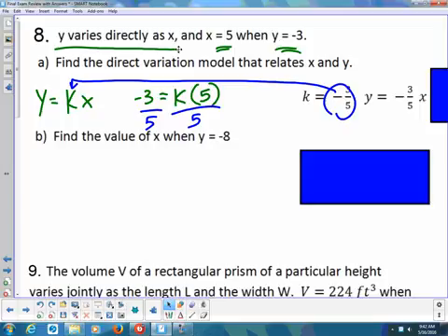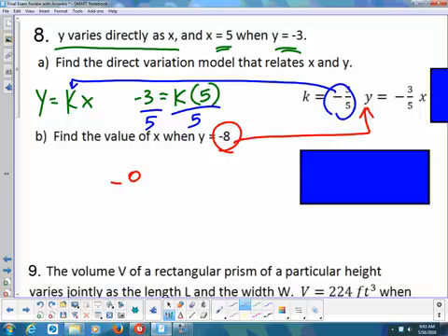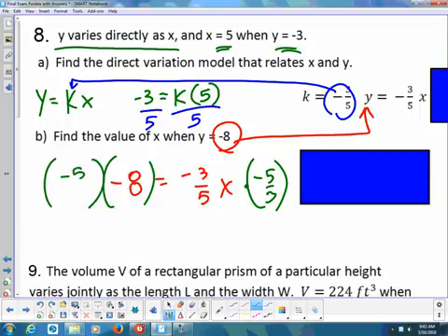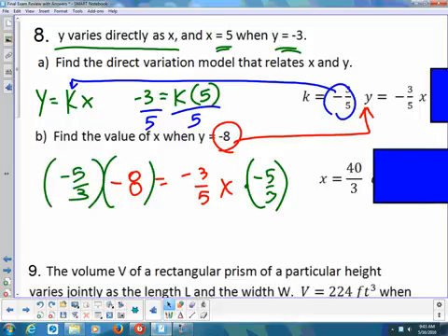All right, and then when it says find the value of x when y equals -8, we're going to plug in -8 for the y right here. So I'm going to have -8 equals -3/5 x. And I need to solve for x, so I probably multiply by -5/3, the reciprocal. And when I do that, I end up getting 40/3, which is about 13.3 repeating. Are we okay with this?